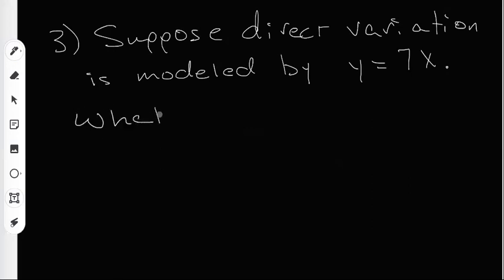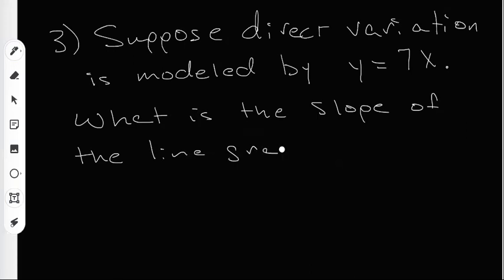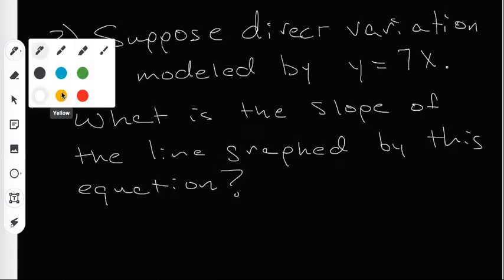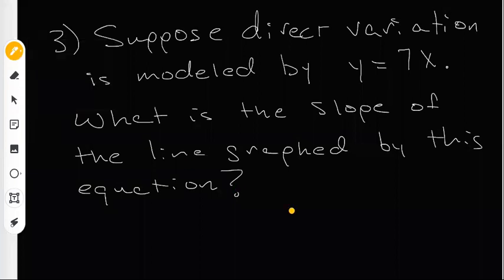What is the slope of the line graphed by this equation? This is going to be the easiest question for you. Since it's y equals 7x, the answer is going to be 7.